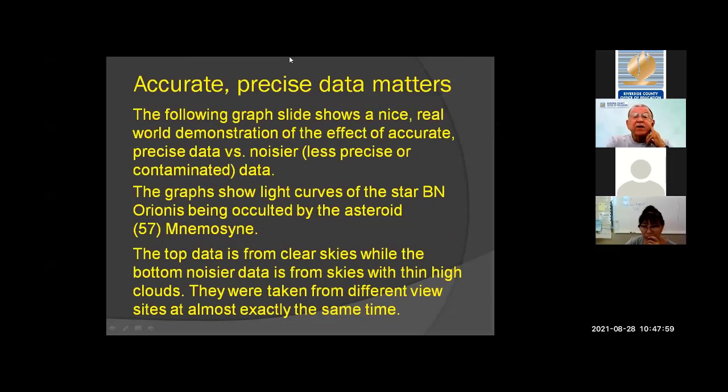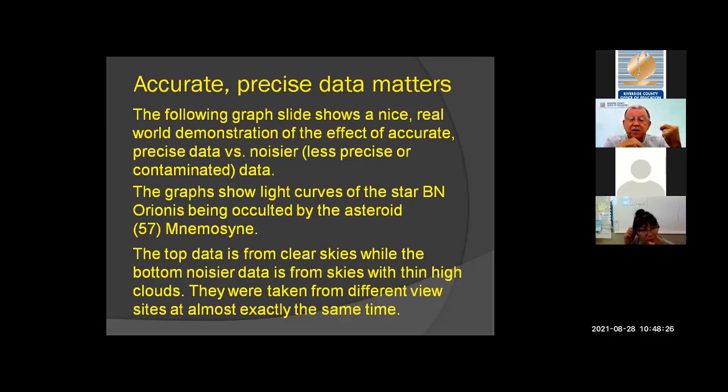Let's see what else we got here. There's a couple of real world examples here that are kind of nice. It's a real world demonstration of the effect of accurate and precise data versus noisier, less precise or contaminated data. What we've got here is graphs, light curves from a couple asteroid occultations. Now, I don't expect most of you to know what an asteroid occultation is. It's the same thing as an eclipse.